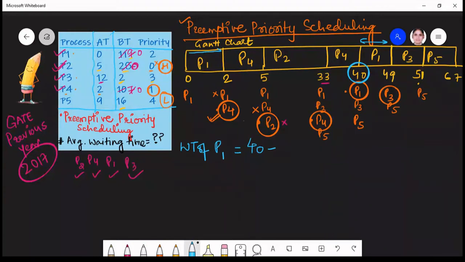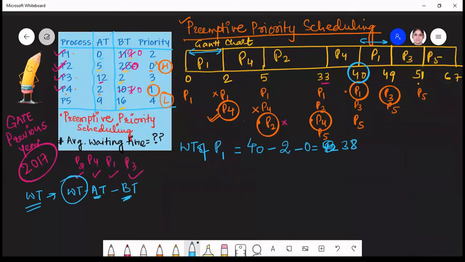So during the time from 0 to 2 milliseconds, it was not waiting, but it was executing. So this time has to be negated. It has to be subtracted, and the arrival time is 0. So the waiting time of P1 is 38, right? So be careful that in our waiting time, we have to subtract the arrival time and also the burst time. Then you get the actual waiting time, right?